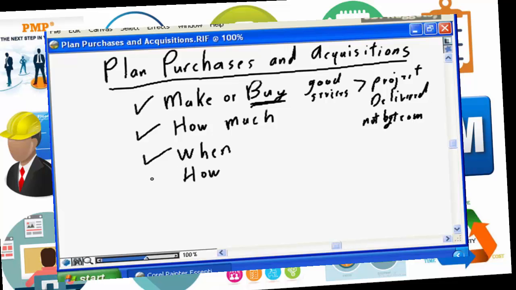And then finally, in your plan purchase decisions, you need to determine how you're going to purchase. What style of contract are you going to use? Are you going to use a fixed price contract? Are you going to use a time and materials contract? How much control, how much management do you want over the project procurement process? We'll come back and discuss the type of contract in just a moment.